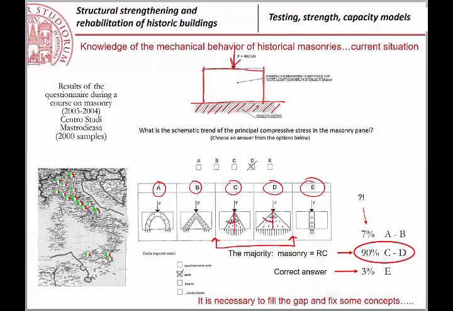Then there were some people that said, no, the correct answer is A and B, which means that the stresses are not distributed over an area, but they are distributed according, for example, to an arch or two, this is an arch, for example, or two struts. A strut is an area where you have just compressions. Okay? Very few people said E.